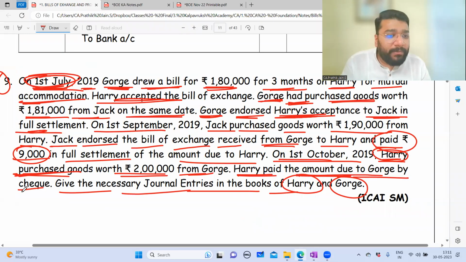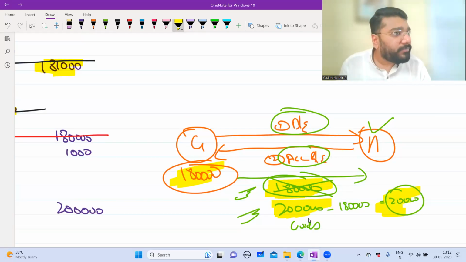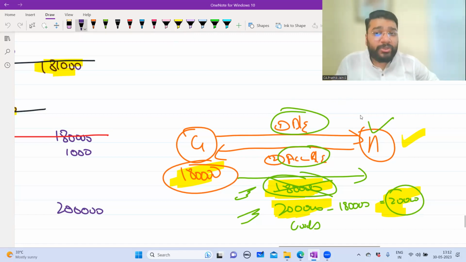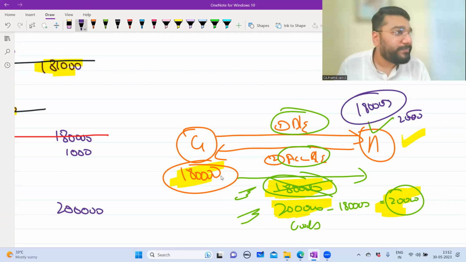Harry paid the amount due to Gorgi by cheque. So whatever the difference amount is, Harry is willing to pay the 20,000 to Gorgi. Am I clear with this point? Now the case is between only Gorgi and Harry. Jack is not included, because the bill is again roundabout and comes back to Harry, no? So now we are saying that at the end of the case, Harry will pay 20,000. First of all, there are two transactions here. Harry has to pay 1,80,000 to himself, and 20,000 rupees he has to pay to Gorgi for enjoying that extra 20,000 worth of goods.